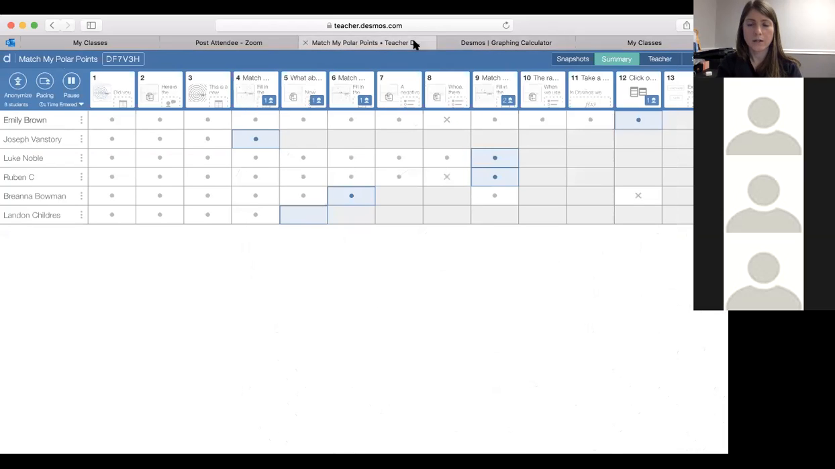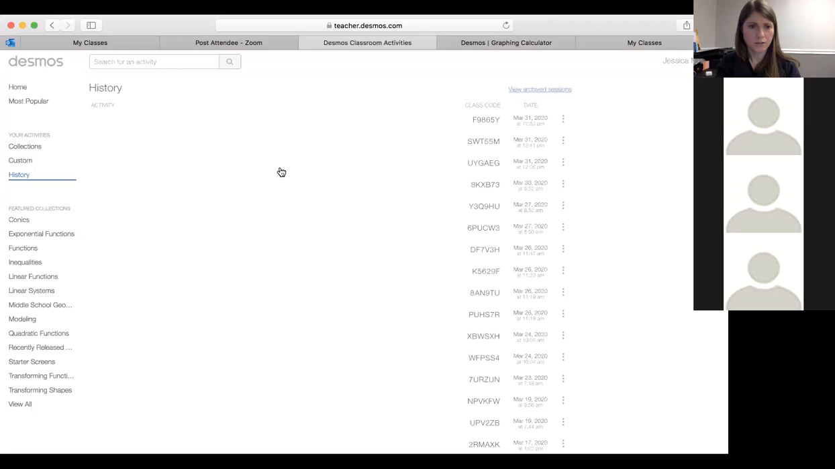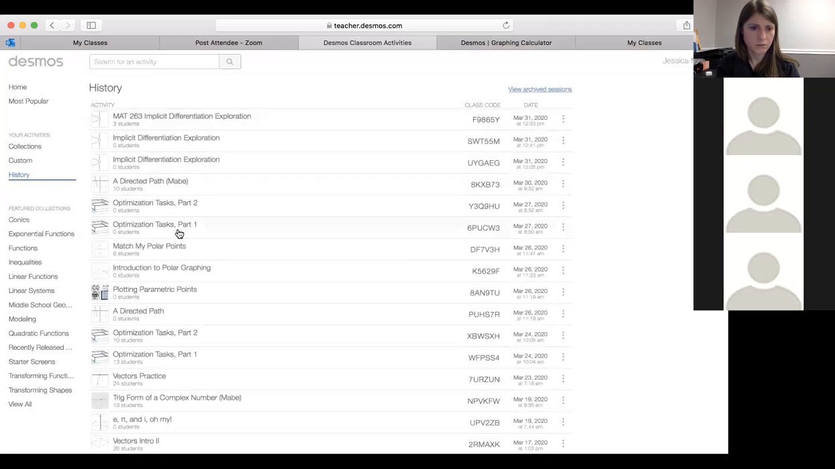So right now, you guys are all in the Match My Polar. There's one other Desmos activity. I'll go ahead and have you log into it just to make sure you see it. And then I think that'll wrap us up for today. So the other activity focuses on your graphing. So let's see.